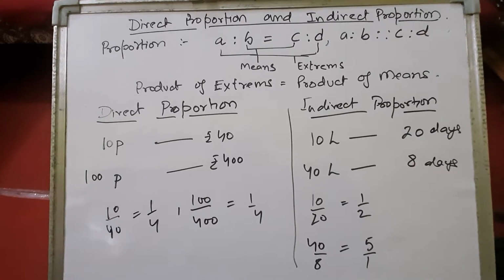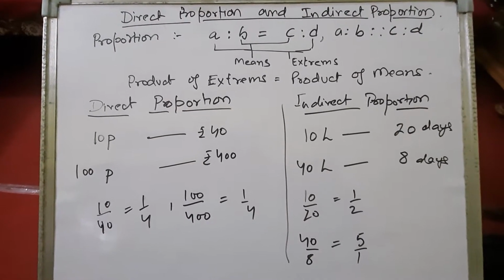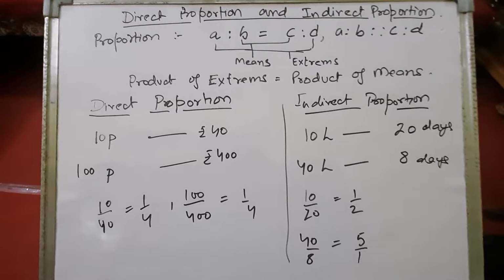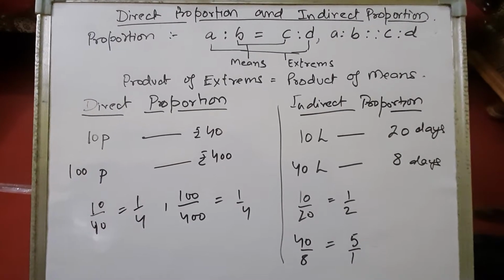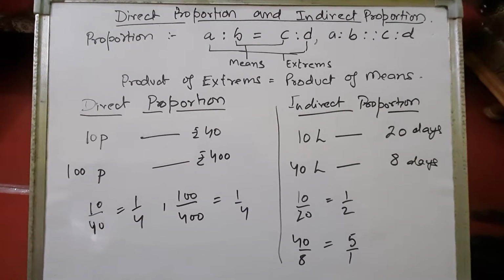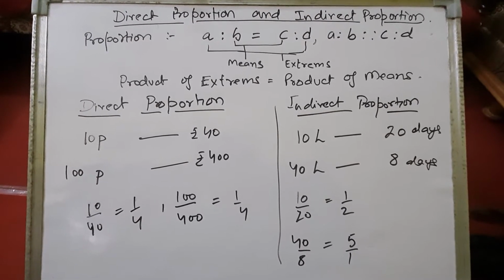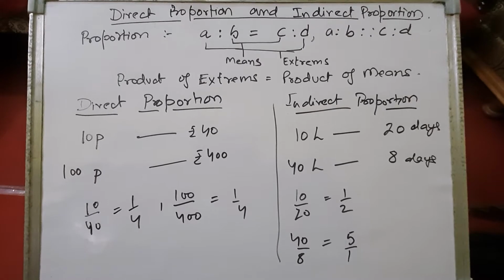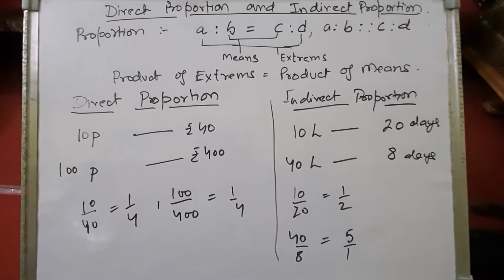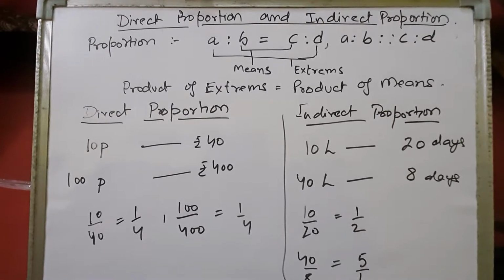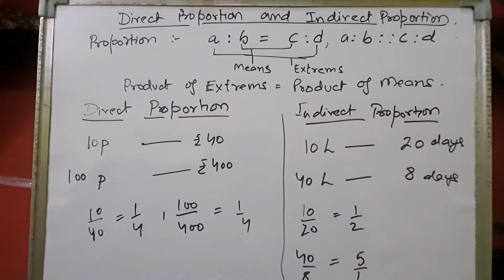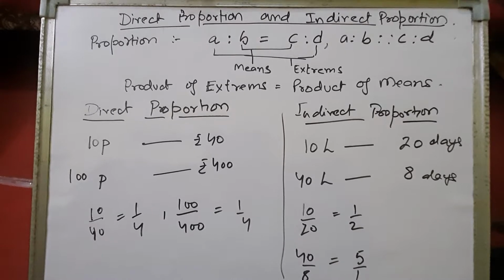Children, now your next exercise is based on direct proportion and indirect proportion. Let's take a quick revision of proportion first. What is proportion? Whenever we say that four terms are in proportion, that means the ratio of the first and second quantity and the ratio of the third and fourth quantity is the same.